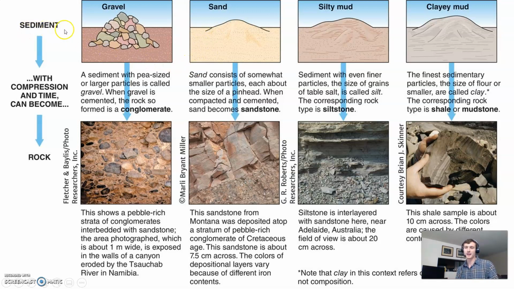We have our sediment types up here: gravel, sand, silt, and clay. We have compression in the middle, squeezing them together, and then we have the rocks that they form. So gravel, we squeeze it together real hard, and we make a conglomerate. Sand, we squeeze it together real hard, we get sandstone. We have silt, we squeeze it together, we get siltstone, and with clay mud, we squeeze it together and we will get either shale or mudstone. The shale is like a mudstone, except that it has these little layers in it, these foliations.